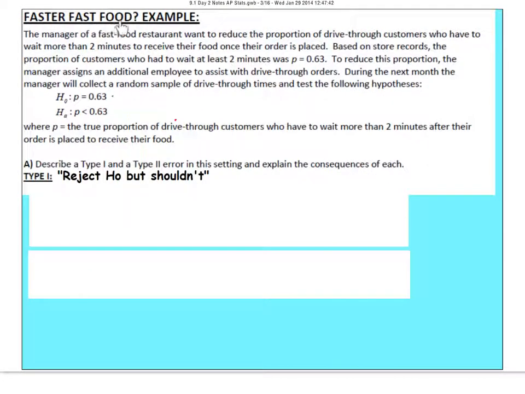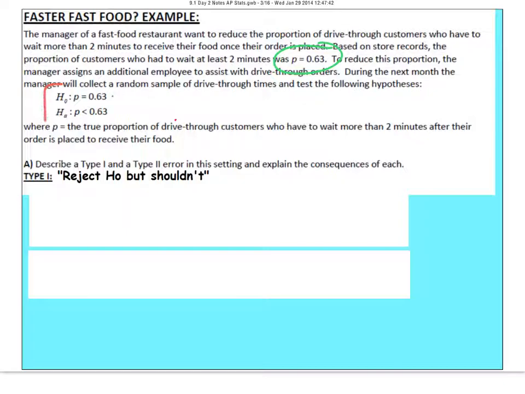This, a fast food example. The manager of a fast food restaurant wants to reduce the proportion of drive-through customers who have to wait for more than 2 minutes to receive their food. Based on store records, the proportion of customers who wait at least 2 minutes is 63%. That's the true population proportion. To reduce the proportion, the manager assigns additional employees to the drive-through window. During the next few months, he randomly collects a sample and tests the following hypothesis.